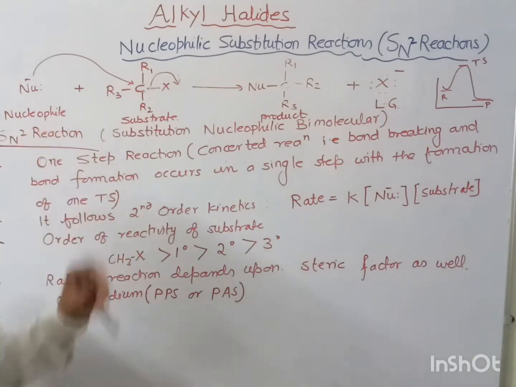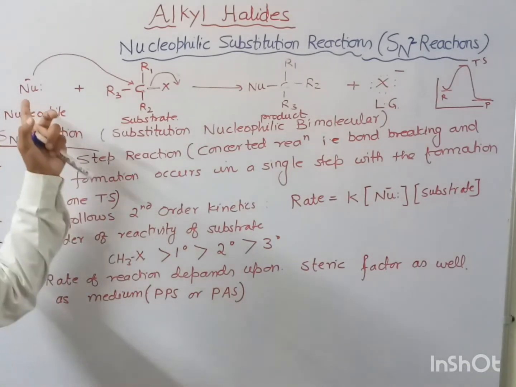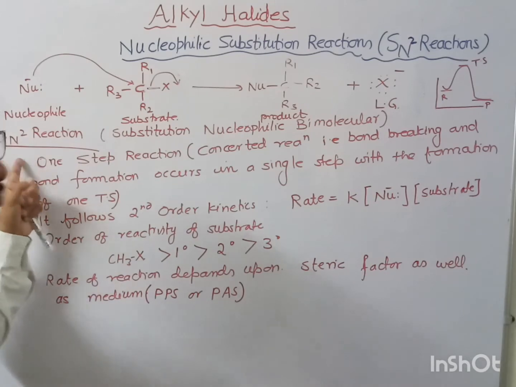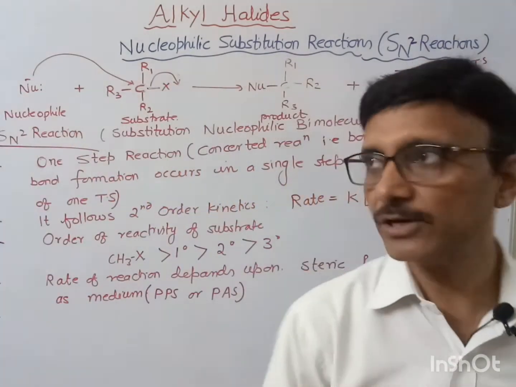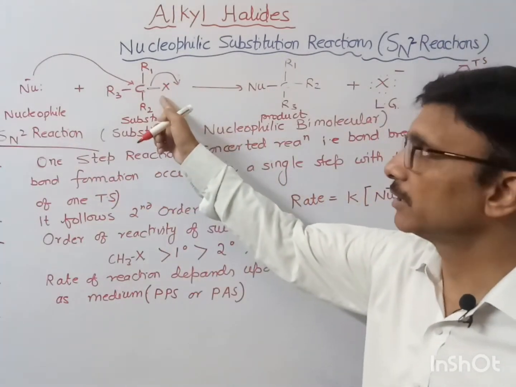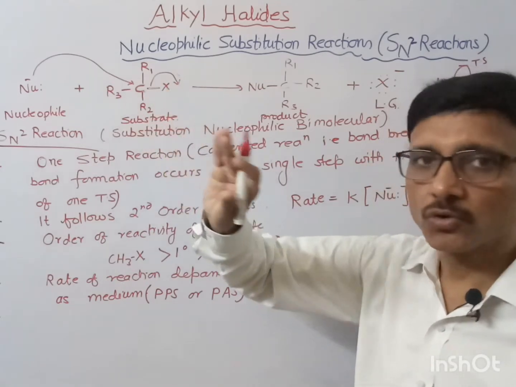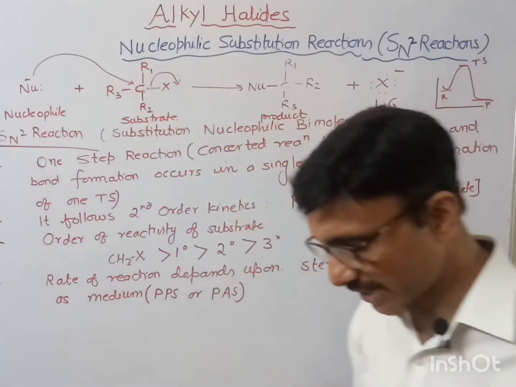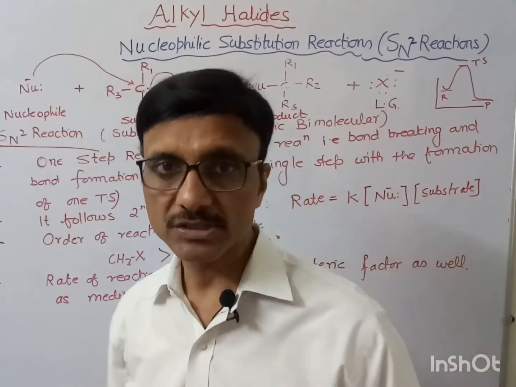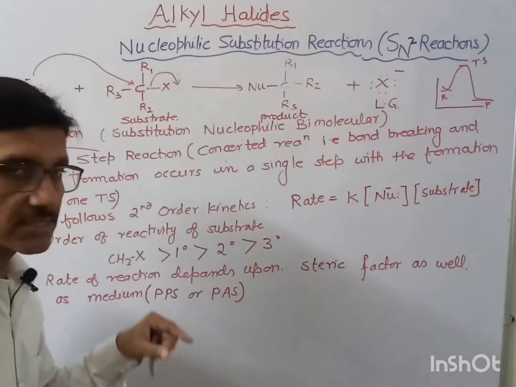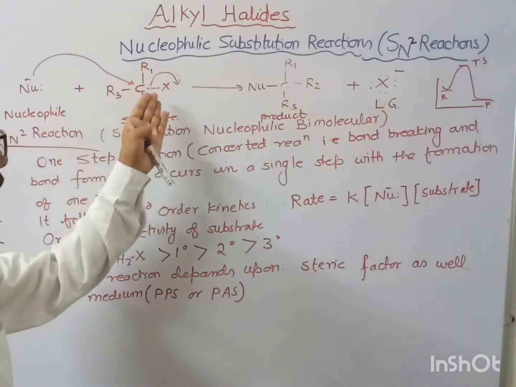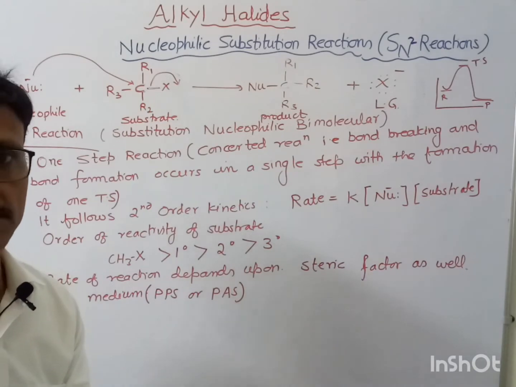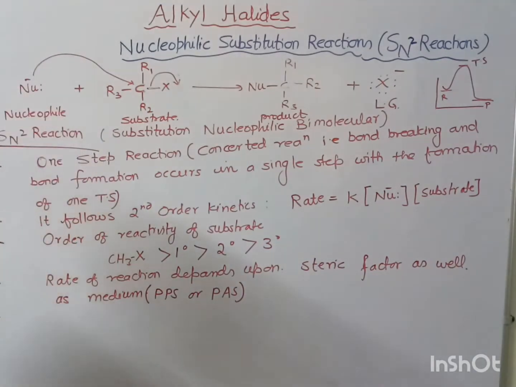Another important feature of this reaction, in the case of an SN2 reaction, is that the nucleophile attacks from the backside of the leaving group, not the front side. And if it attacks from the backside, what will happen? Inversion of configuration will occur, and that is also called the Walden inversion.